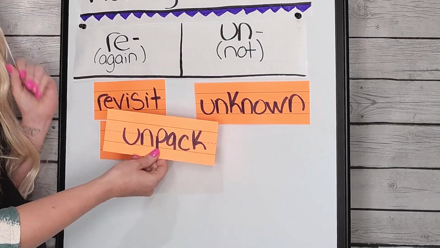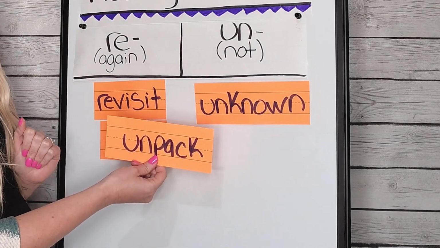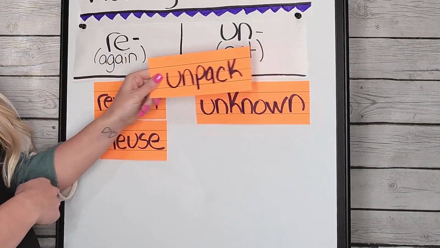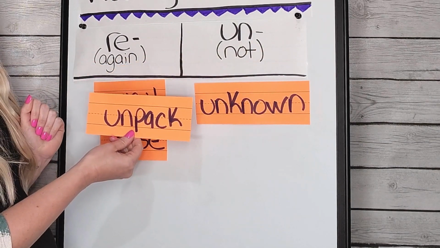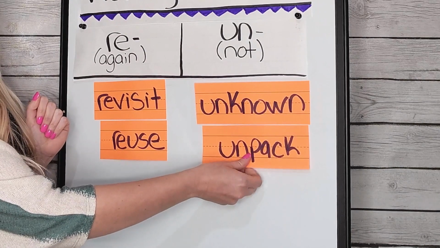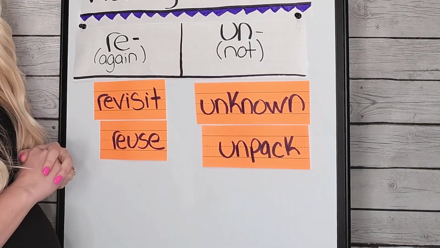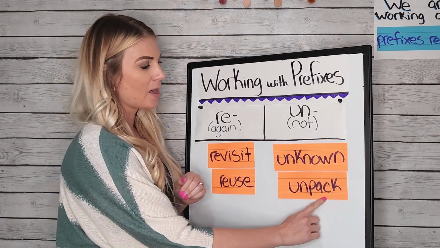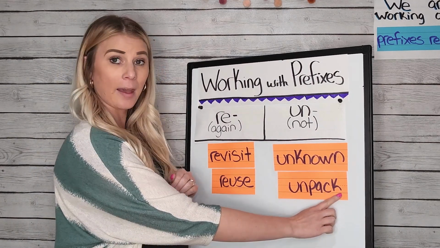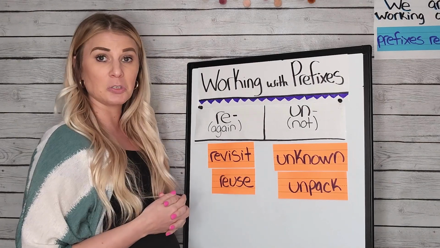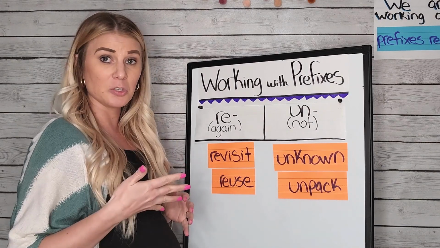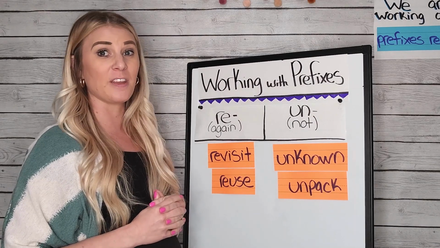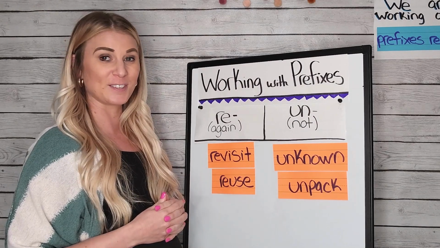Here's our next word. Do you see re or do you see un in this word? I see un in this word also. Let's place it in this column. Remember, un means not. Unpack. That must mean to not pack or to undo your packing. Unpacking is actually my least favorite part of when I take a vacation.